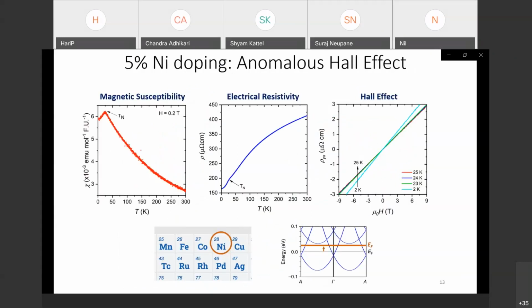Next, we doped cobalt niobium 3 sulfur 6 with a small amount of nickel, 5%. What we observed was that the magnetic susceptibility and the electrical resistivity retained similar behavior to the parent compound and had a transition temperature in the expected range, showing that the nickel did not change the magnetic behavior of the material. However, we see a significant change in the Hall effect. The anomalous component is completely killed off. What happens here is that due to the introduction of the electrons from the nickel, the Fermi energy is pushed up further into the electron pocket away from the node, further lending support to the idea that this anomalous Hall effect comes from the band structure.